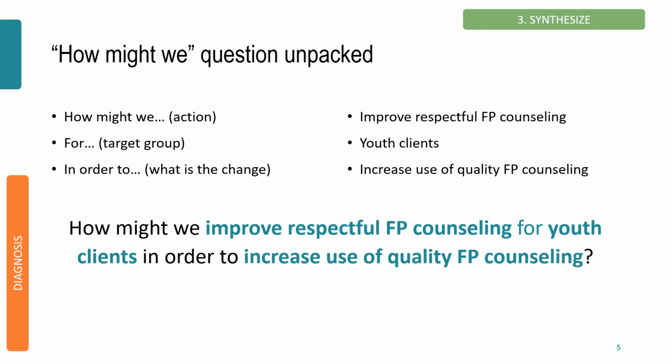So what is a how might we question? So the how might we question has 3 parts. The first part is the action. The second part is the target group. And the third part is the change. So the example here is how might we improve respectful family planning counseling for youth clients in order to increase use of quality family planning counseling.